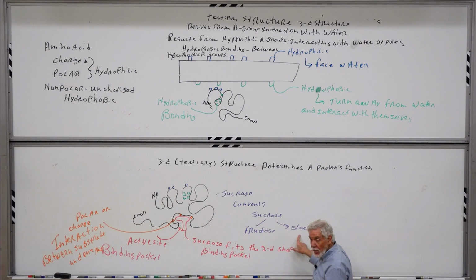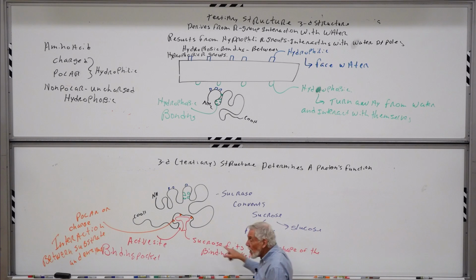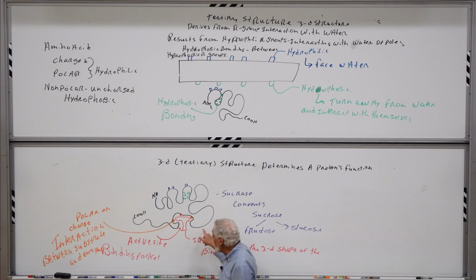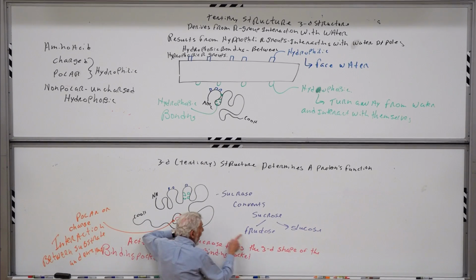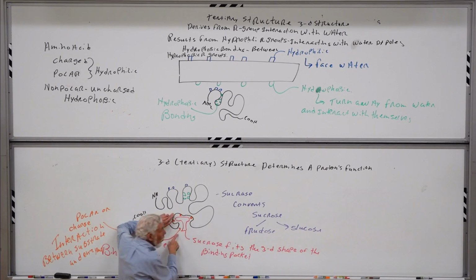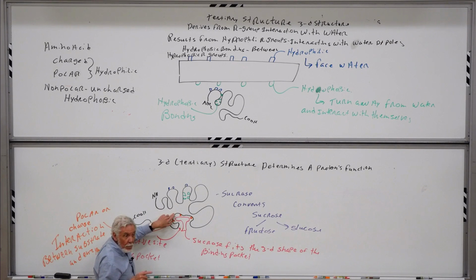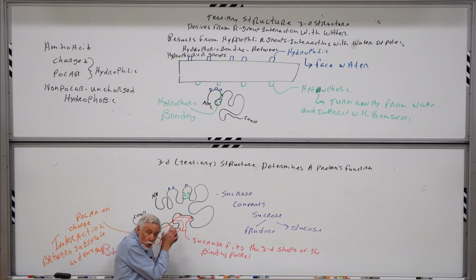You may have another enzyme that does the opposite, that will bind a molecule of fructose and a molecule of glucose and form them into a molecule of sucrose. But again, everything has to fit just right into that three-dimensional shape of the protein, and then the charge interactions have to be right, so you lower the energy of activation of formation of that new molecule.